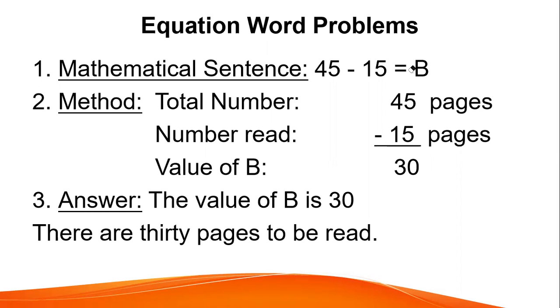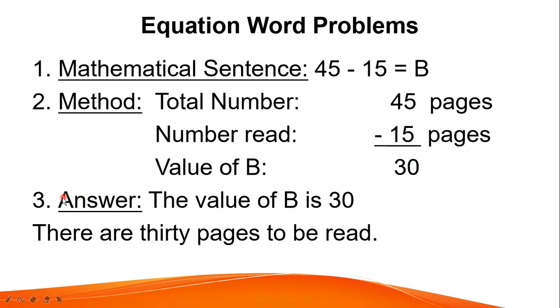Now for our second step, which is the method, we write the total number of pages, which is 45 pages. On the second line, we write the number read, which is 15 pages. Now we have to subtract right here, and then we can find the value of B. B is the number of pages left to read. So we have 30 pages to read. That is, 45 minus 15 is equal to 30 pages.